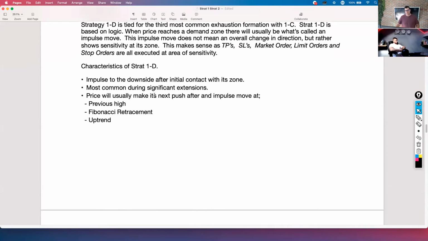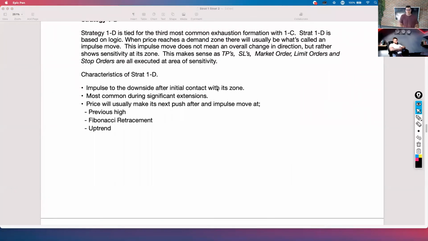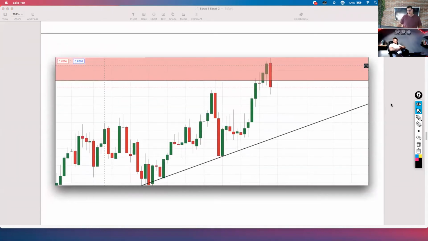Okay, so let's talk about the characteristics of 1D. Characteristics of Strat 1D: impulse to the downside after initial contact with its zone. Okay, we have an extension, contact. What happened here? Boom, all the orders triggered, everything happening, and then boom, an exhaustion. Or it's not exhaustion, an impulse. But this is a relatively significant change in direction. For amateur traders, they would think that maybe this is an overall change in direction. We know that's not the case. We know that this is sensitivity, a reaction off a demand zone, off an area of significance.